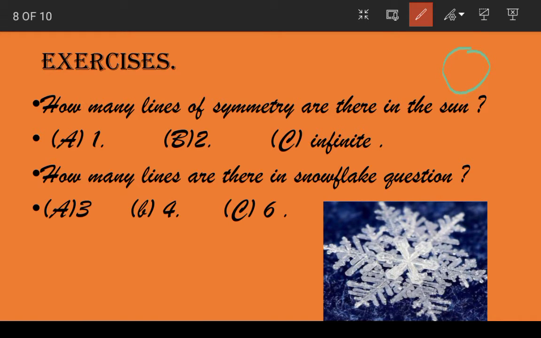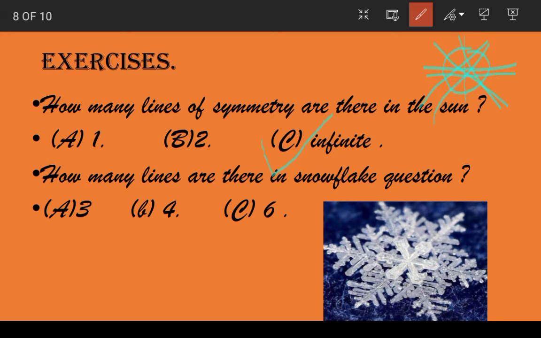Here is the sun. Now let us draw the line of symmetry. It has endless lines of symmetry. Let us see. Here is one, here is two. Infinite. So I have told you what is the meaning of infinite: the endless. So here the infinite is our correct answer.